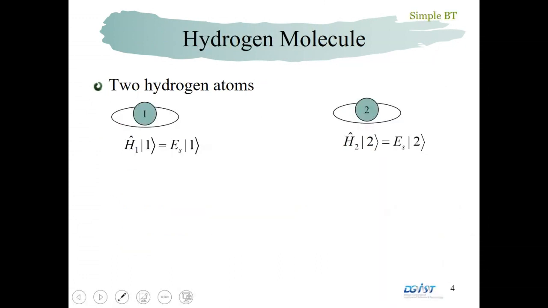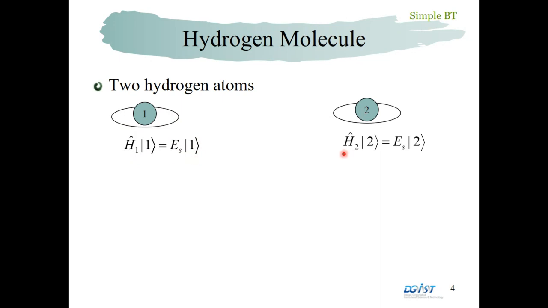Okay, so let's start with the hydrogen atom. We already learned about the hydrogen atoms. If we have a nucleus and there is an electron, we simply describe it by this simple motion. The Hamiltonian for this simple atom, let's say H1. The state of hydrogen atom number one we write in bracket notation, the wave function |1>. If the electron belongs to the 1s state, the energy is Es, and the state |1> is the eigenstate, so you can write this.